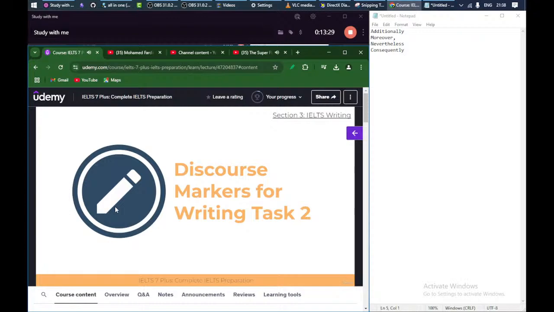Okay, let's read through this question. Many people are finding it increasingly important to wear fashionable clothes. Is this attitude to wearing clothes a positive or negative development?